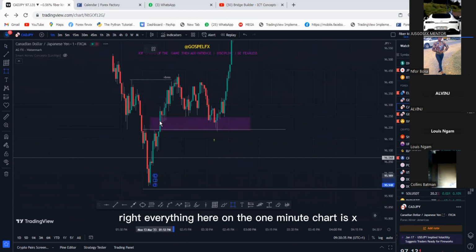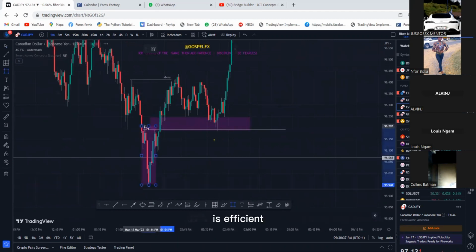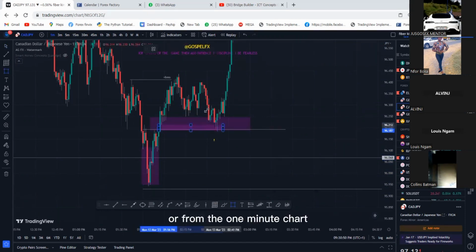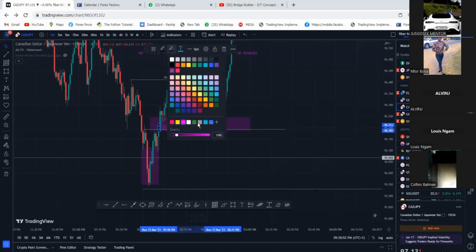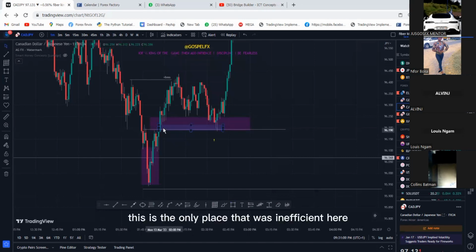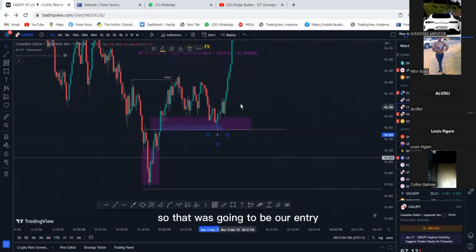Everything here on the 1 minute chart is efficient, and until this fair value gap, this is the level of the fair value gap from the 5 minutes. But inside the fair value gap of the 5 minutes, we had another small fair value gap from the 1 minute chart. Let me make this one blue. Okay, so this was on the 1 minute. This is the fair value gap on the 1 minute. And with this move, this is the only place that was inefficient here. So that was going to be our entry.